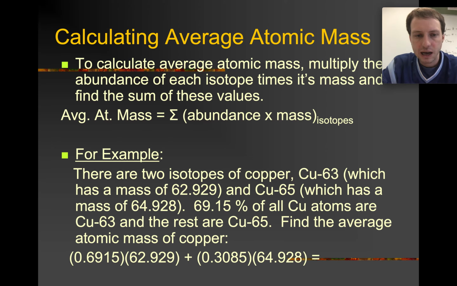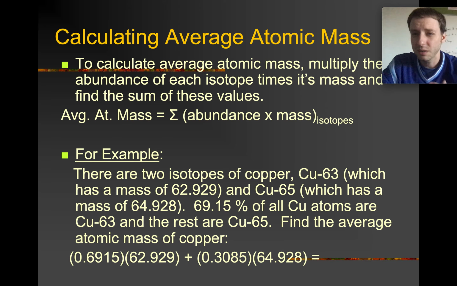Find the average atomic mass of copper. Here's how I would set that up. First of all, my percentages, my abundance, I have to change into a decimal. And so instead of 69.15%, I would change it to a decimal down here, 0.6915. That's the abundance of my copper 63. My mass of copper 63 is 62.929.